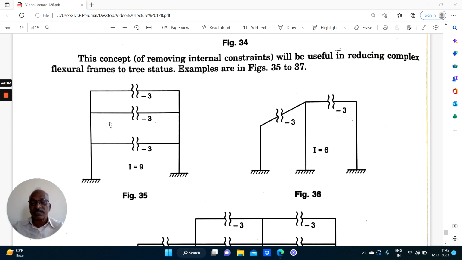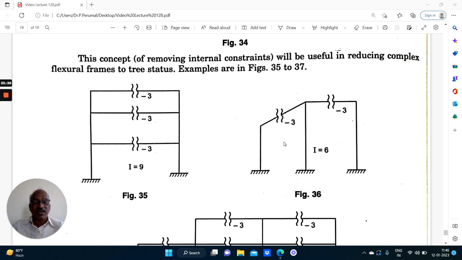Now coming to this, we just give a cut here. By giving a cut here, we are removing the axial force carrying capacity, shear force carrying capacity, and also moment. It becomes a free end. Therefore, we are giving 3 releases. That is why minus 3. 3 releases. So here also minus 3. Here also minus 3. So we are giving 9 releases for making the structure as 2 cantilevers. So I equal to 9.